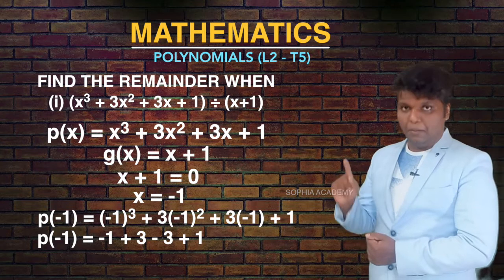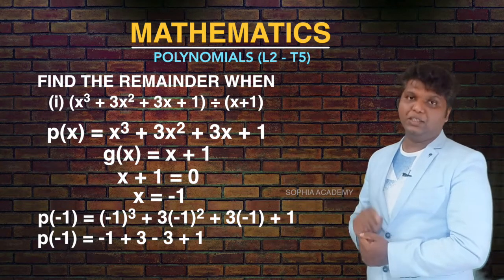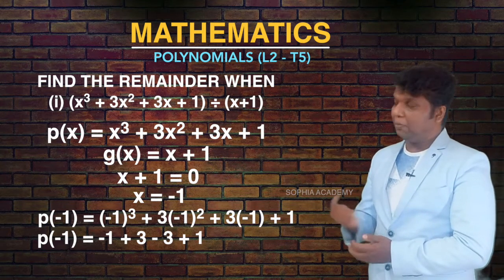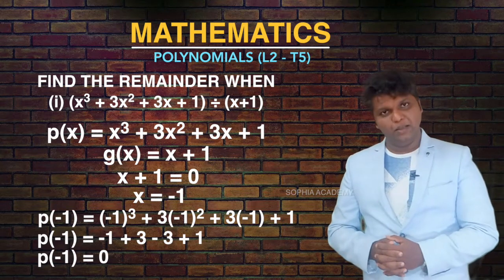That is equal to minus 1 plus 3 minus 3 plus 1. Here you can see minus 1 and plus 1 get cancelled. Minus 3 and plus 3 also get cancelled. So the final answer will be 0. So you got it as 0.